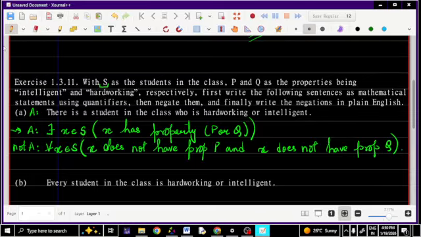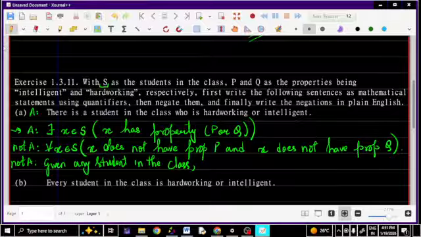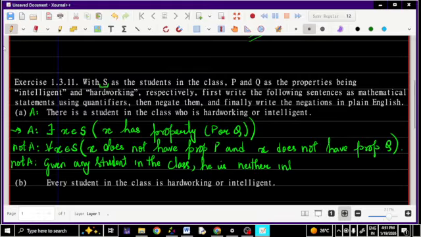So in plain English, how will I write the negation? Given any student in the class, that student is neither having property P nor property Q. So given any student in the class, he or she is neither intelligent nor hardworking. So this will be the negation of the given statement using plain English.